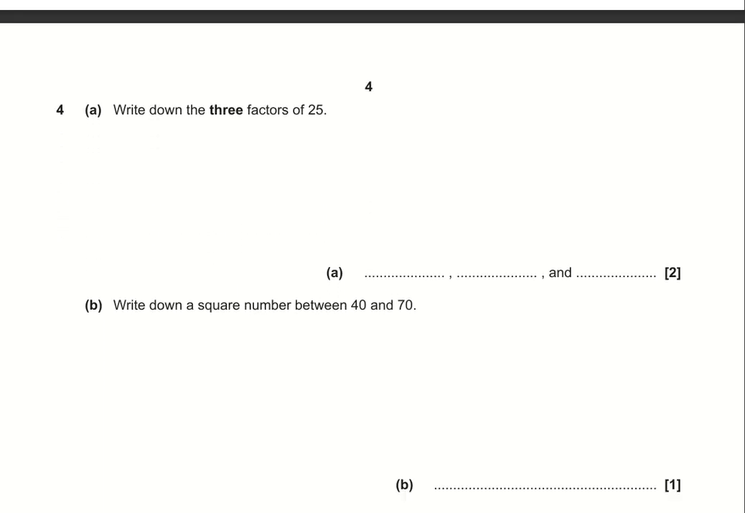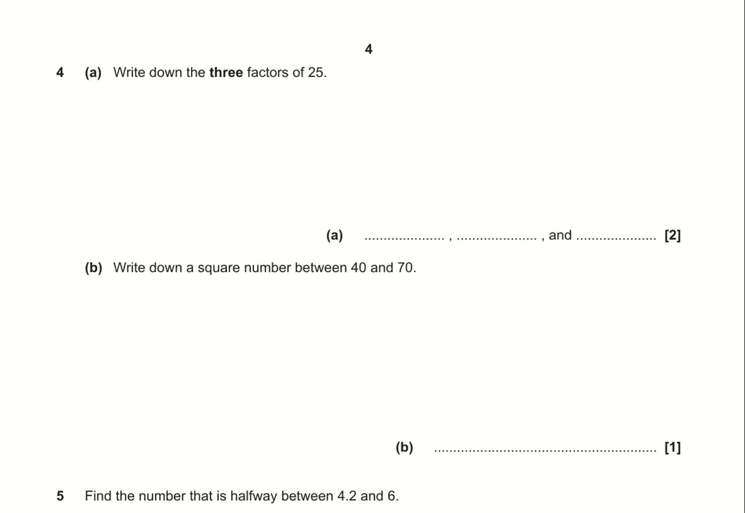Question number 4. Write down the 3 factors of 25. What are the 3 factors of 25? So one is 1. The second one is 5. And the third one is 25.